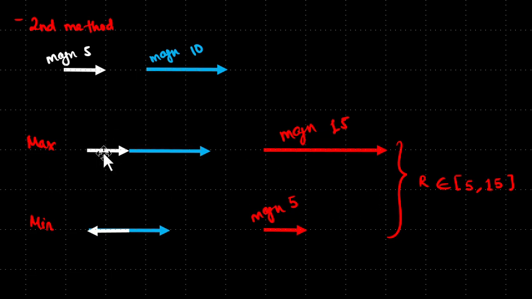Obviously, these vectors can also be rotated. So suppose someone rotated the vector like this, then obviously you can have something like 7. In one of the cases the resultant will not look like that, but it will look something like this, which might be 7. So any number between 5 and 15, including 5 and 15, can be created.